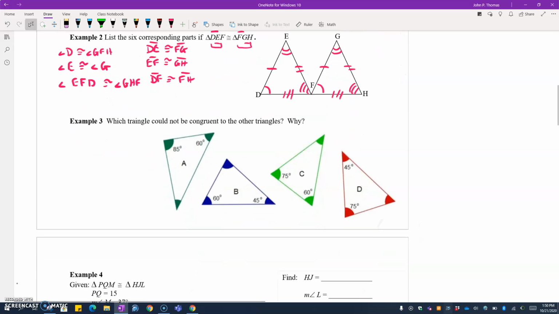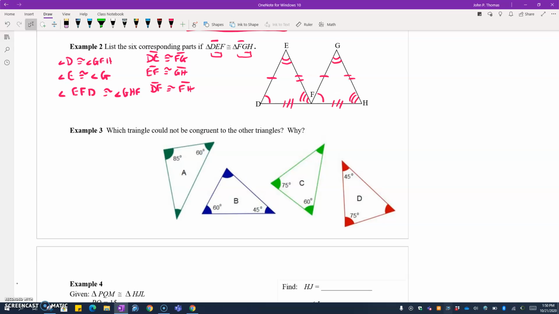Now pushing into example 3. Which triangles could not be congruent to the other triangles? It looks like we have some angle markings. I'm going to find the third angle of each, because that will at least tell me whether we're dealing with triangles of the same shape. 85 plus 60 is 145. That leaves 35. For the next one, I have 60 plus 45, which is 105. That leaves 75 for the last one.